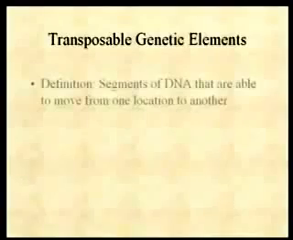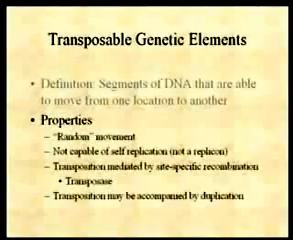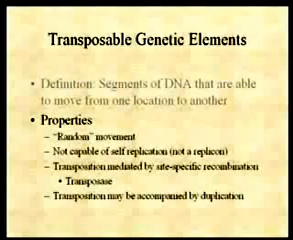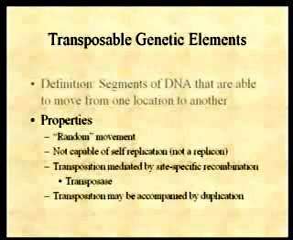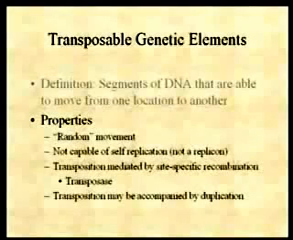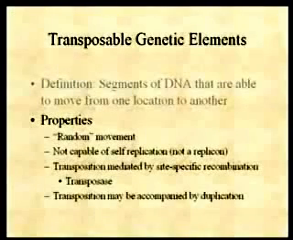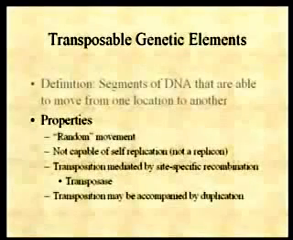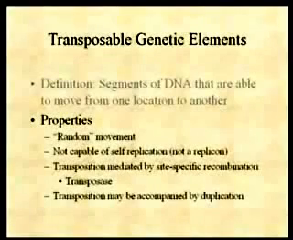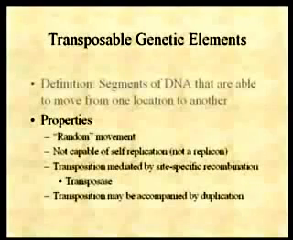All right? They have some unique properties. They're capable of "random" movement, and you notice I put random in quotes. It's not 100% random, but they can, in fact, insert in many, many places, so practically speaking, it's almost random. Now, these elements are not capable of self-replication. They're not an independent replicon. A replicon is something that is capable of replicating itself. So these can't replicate themselves. They must parasitize, existing in some other piece of DNA.